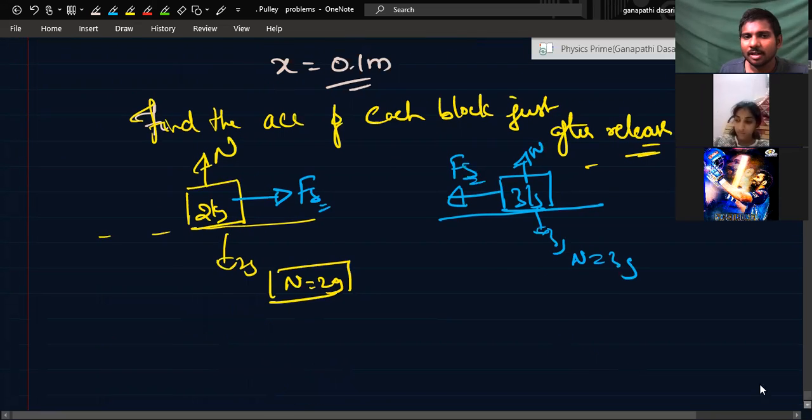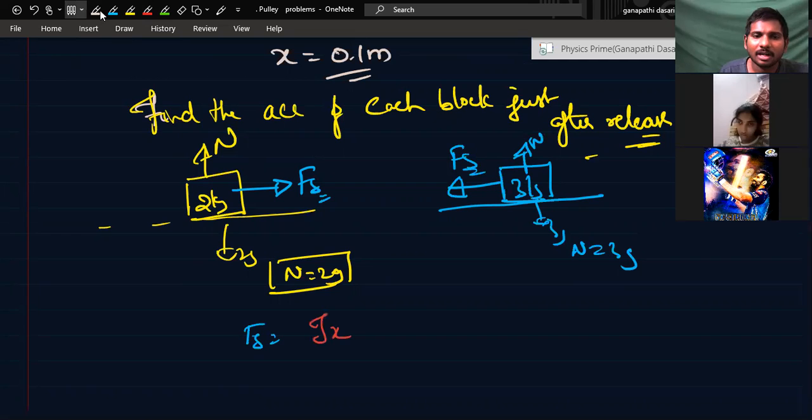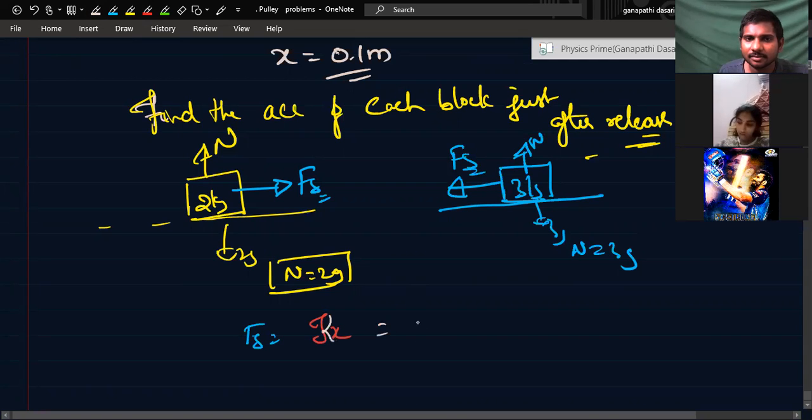What is the magnitude of spring force? I told you direction you took properly, so now you don't need to use minus. What is the magnitude of spring force? Fs is equal to kx. So what is k here? 100 newton per meter, and x is 0.1.